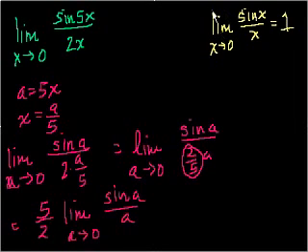And now that looks an awful lot like this. It's just we have an a instead of an x, but that doesn't make a difference. So this is equal to 1. So this whole thing, since this is equal to 1, is equal to 5/2.